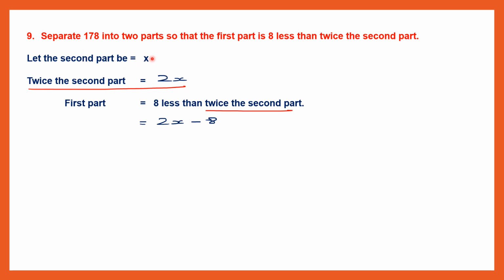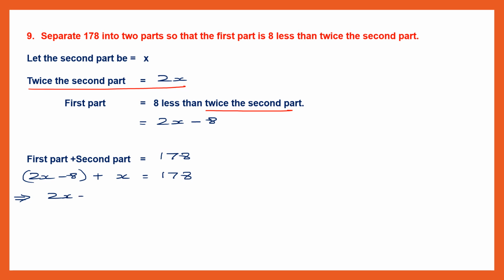Now both together, that is the first part and the second part, should add up to 178. So first part plus second part is equal to 178. This is given to us. So what is the first part? The first part is 2x minus 8 plus the second part. And what is the second part? x. And both together add up to 178. So now let's simplify this.